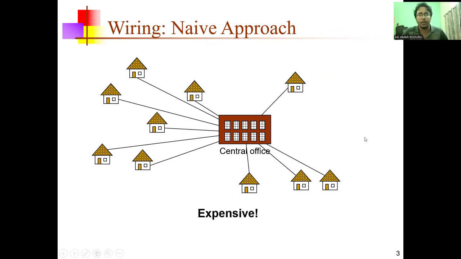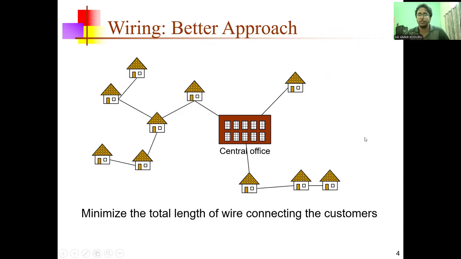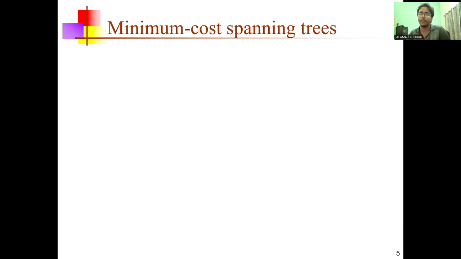So the best or optimal approach is to connect each home in a way that the nearest home to the central office gets connected first, and then the nearest home of that house would be connected. We are basically forming an optimized way to connect the customers to the central office. The basic idea behind that is minimum cost spanning trees.